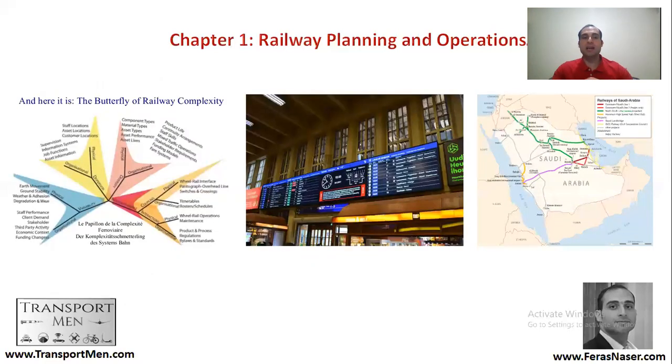That being said, let's have a look at some of the pictures we have here. So this is what Felix Schmid called the railway butterfly. It's basically an illustration that demonstrates that the railway nature is complex. It talks about how the railway is an interdependent system. The components of these systems are connected and interdependent on each other. The train is dependent on the rail, but the rail without a transport output is meaningless.